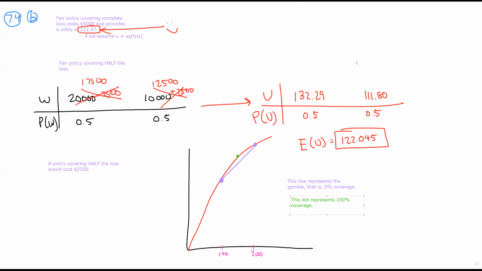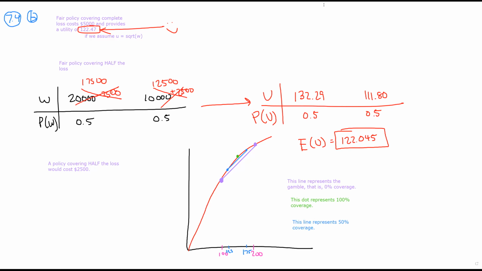And now we're going to do a blue situation. Blue situation is, like I said, where half the loss, where we end up at 175 or at 125. I don't want this in green, I want this in blue. And so here are the dots we get with that. Once again, I'm going to draw the line connecting these two, and we'll say this line represents 50% coverage.